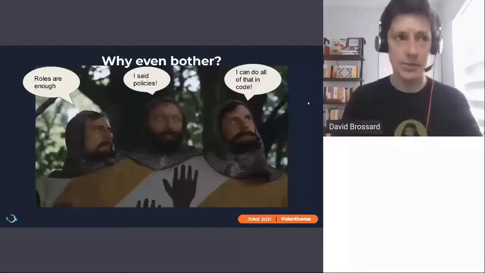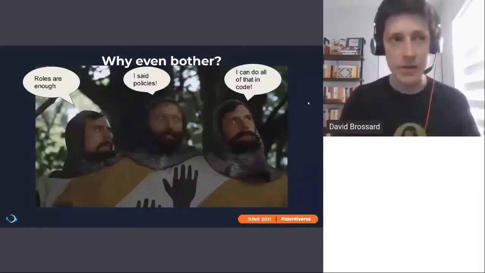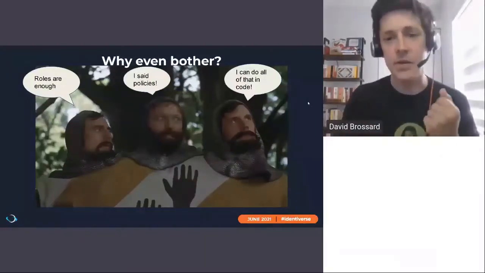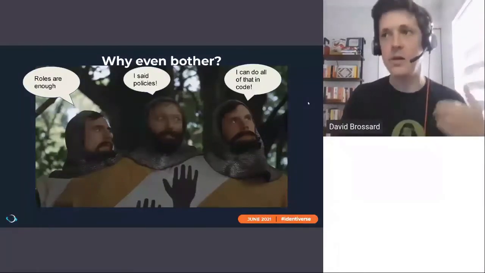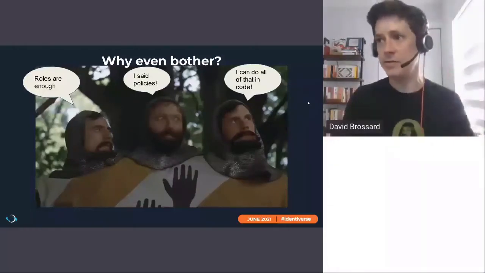So why even bother? Well, as you'll see, there are clearly benefits to decoupling your authorization from your app: to be able to grow more quickly, to be able to adapt more quickly, to be able to have transparency in the authorization.